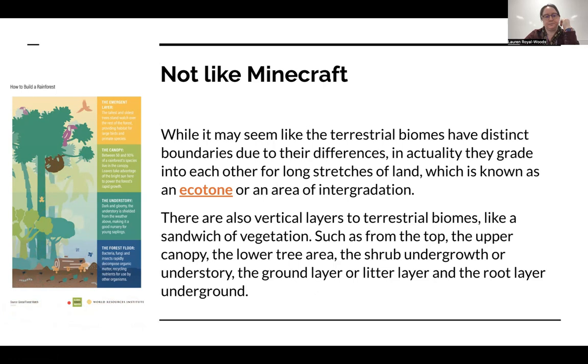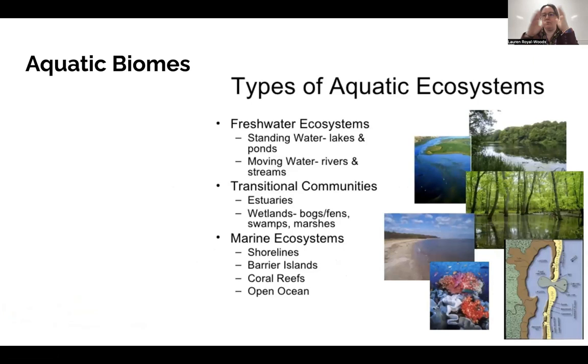So, aquatic biomes. Basically, there's three types overall. You've got your freshwater, which is the standing water, lakes and ponds, and moving water. You've got your transitional, which is estuaries, the in-between of fresh and salt water, and wetlands like bogs, fens, swamps, and marshes, like our mountains. We are swamp mountains. That's kind of why we're in between the two. Anyway, marine ecosystems include shorelines, barrier islands, corals, reefs, and open ocean, which is fun in itself because there are several zones in there. So those are the three flavors of ecosystems or biomes in water: freshwater, transitional, and marine.